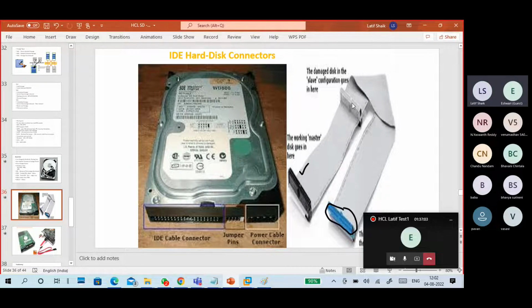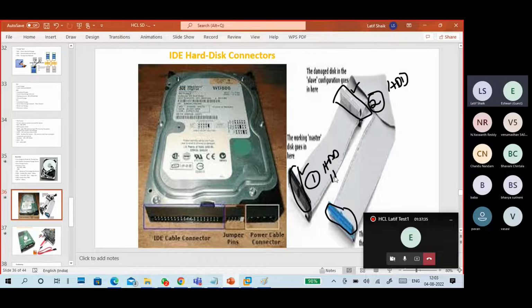These two connectors are there, this black one and that white one. These are used to connect the disks. Not just one disk, you can connect two disks. One disk you connect here, and another disk you can connect there. Like two hard disks can be connected to one cable. That is the first example, right? Two hard disks we can connect.